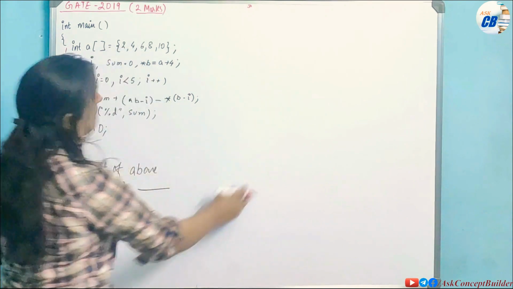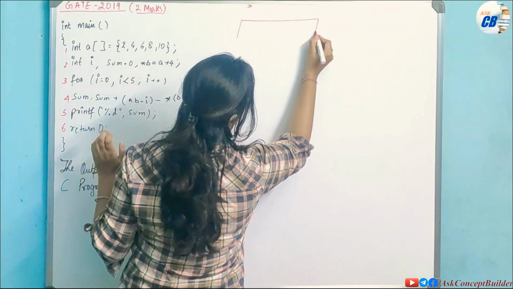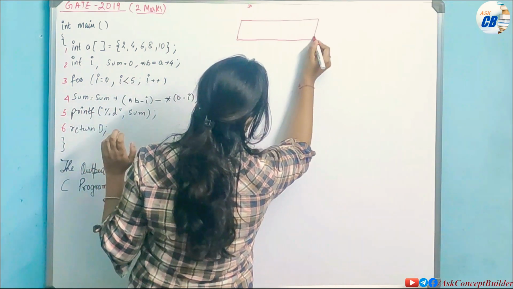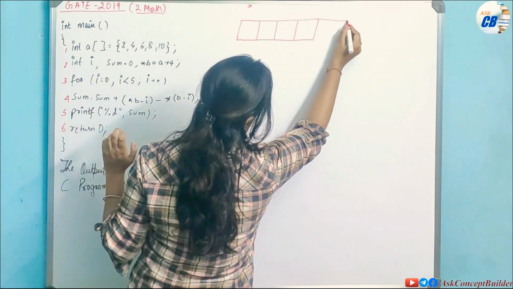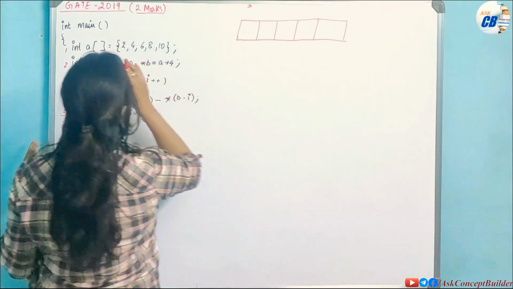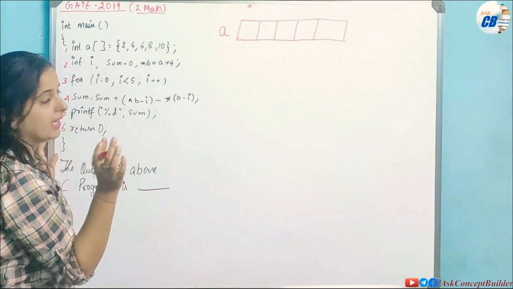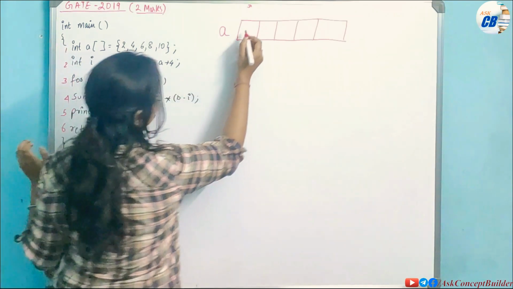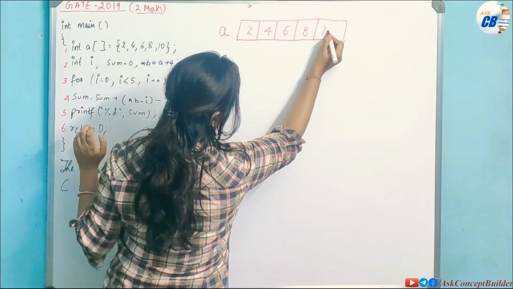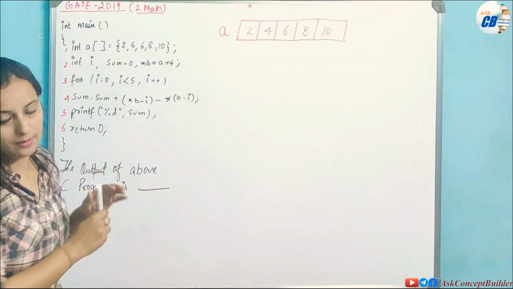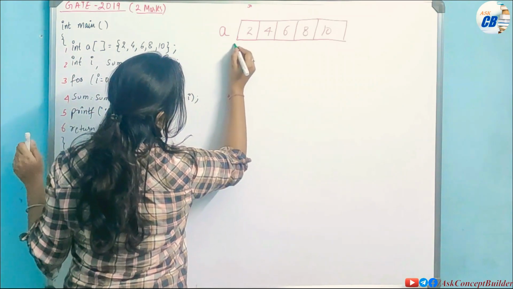How will this be initialized in your memory? Let us suppose this is initialized in the memory, or memory is allocated to it somewhere like this. Let us suppose this is your array a. The name of the array is a, and it has these elements 2 4 6 8 and 10. So it has 5 variables and the array name is a. Now let us suppose it is allocated memory somewhere.